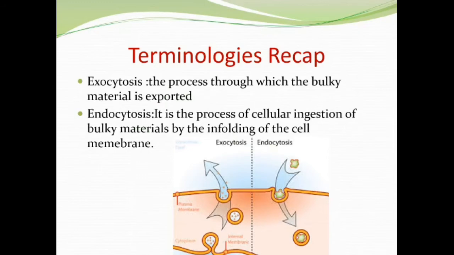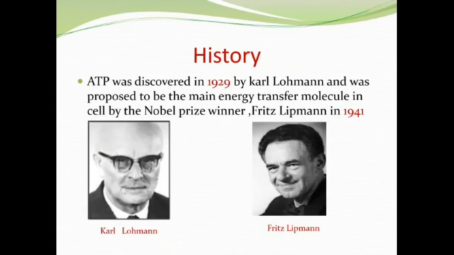Next, exocytosis and endocytosis. Exocytosis is a process in which bulky material is exported outside. You can see it in the figure as well. And endocytosis is the process of cellular ingestion of bulky materials by the infolding of the cell membrane. You can also clearly see how it is getting inside, penetrating into the cell.